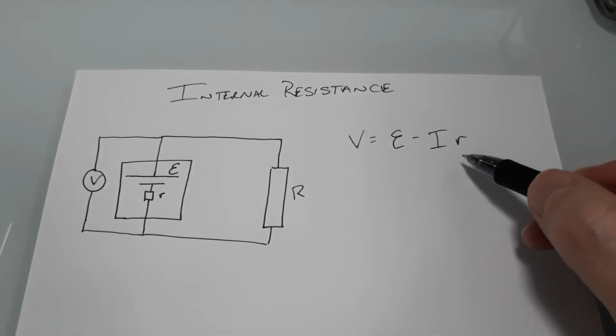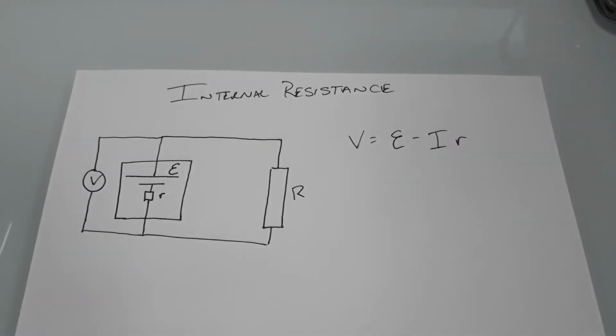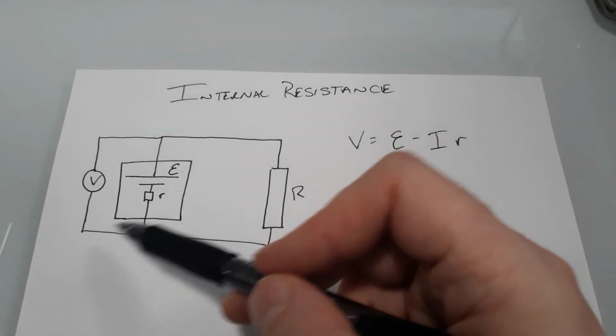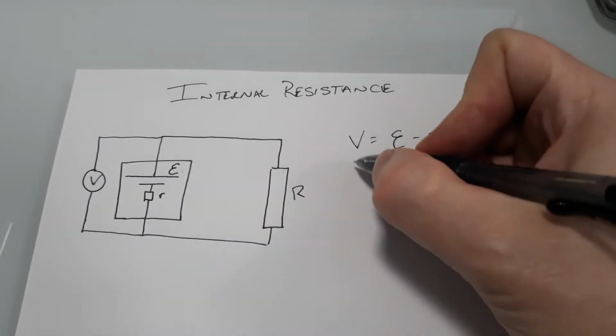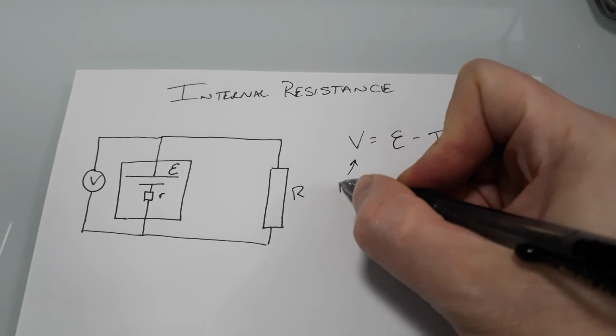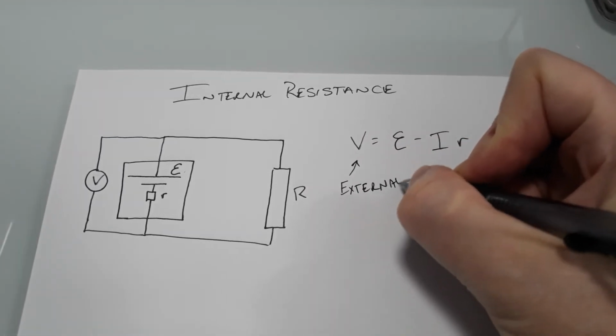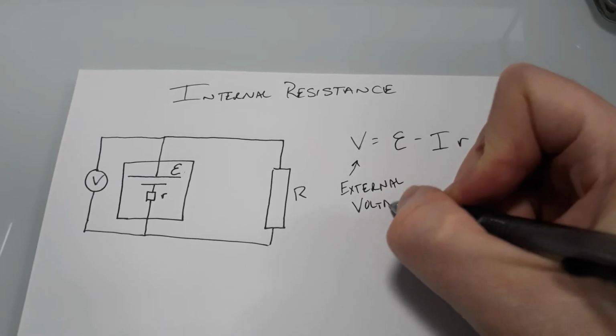That little Ir is referred to as the energy losses. That's what we're losing in energy per charge: the current multiplied by that little tiny resistor. So this guy we would refer to as the external voltage.